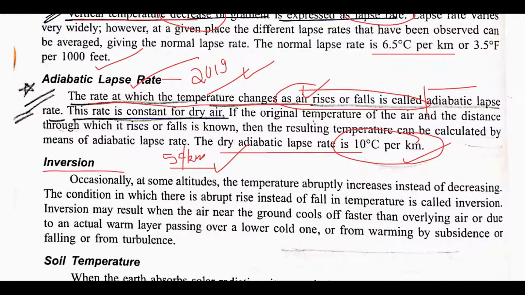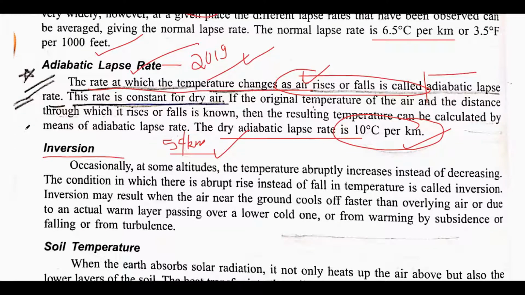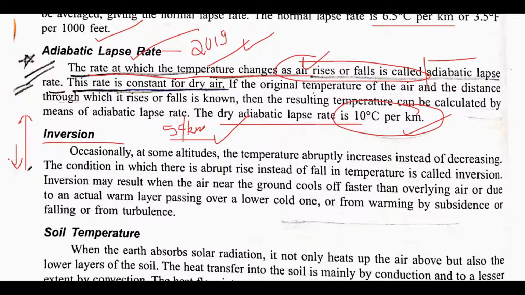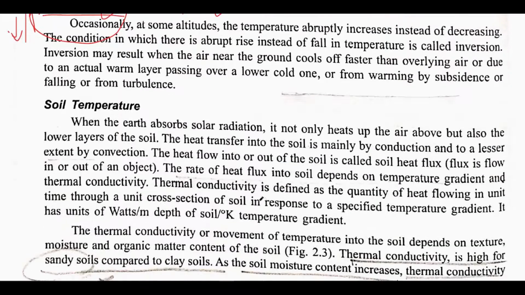Another important thing is inversion. Generally, when there is an increase in altitude, there will be a decrease in temperature. So there is an inverse relationship between altitude and temperature, but many times as the altitude increases, there is an increase in temperature. This phenomenon is known as inversion.